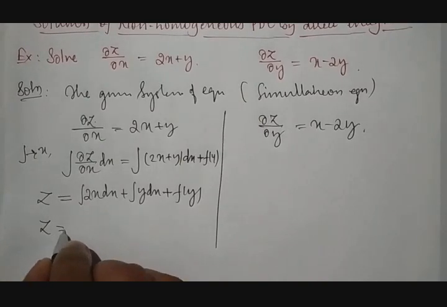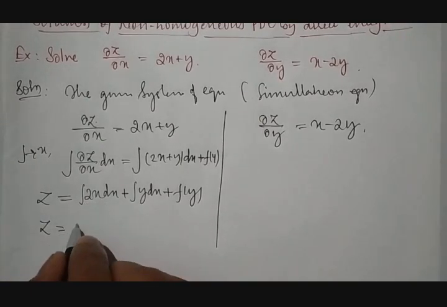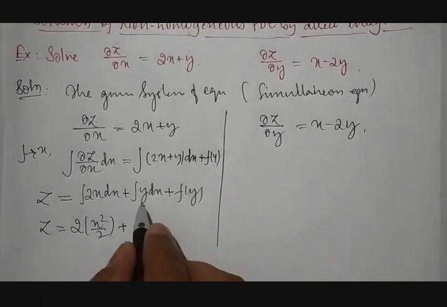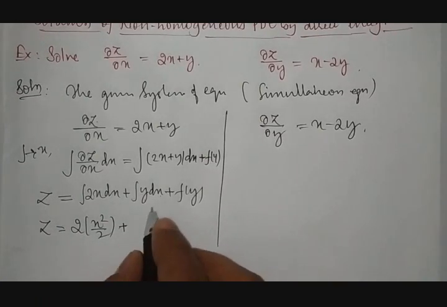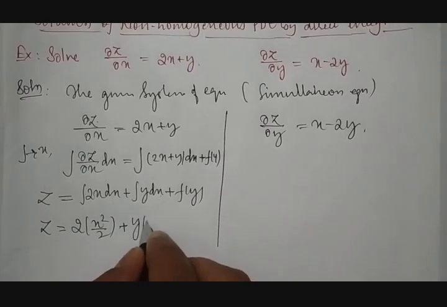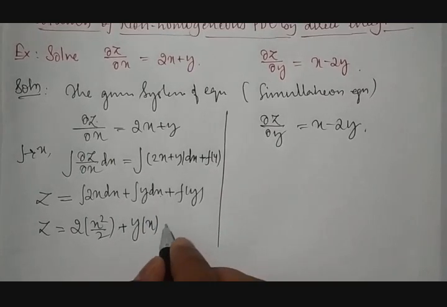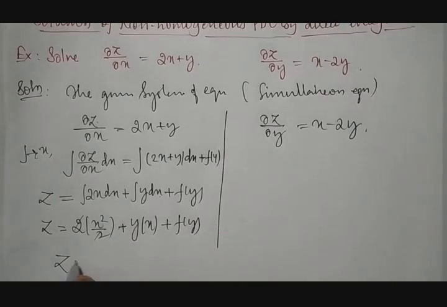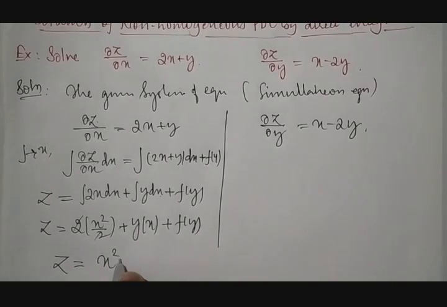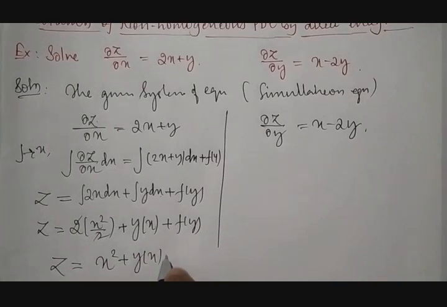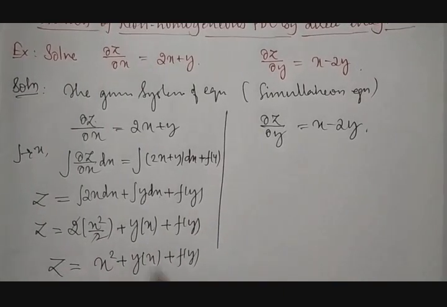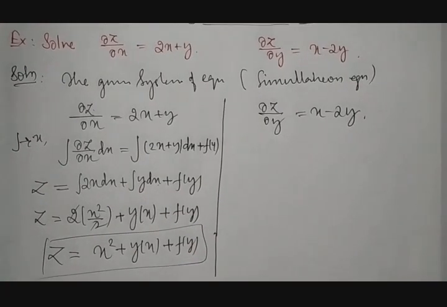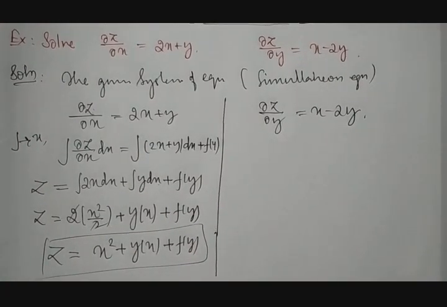So z is equal to the integration of 2x with respect to x, which is 2 times x square by 2, plus the integration of y with respect to x, meaning y is constant, and the integration gives us x, plus f of y. So here the 2 gets cancelled, then z is equal to x square plus yx plus f of y. This is the result we got for z. Whether this will be the final solution or not, let us see.